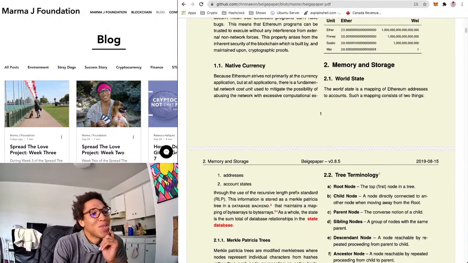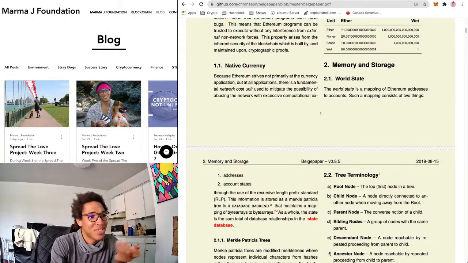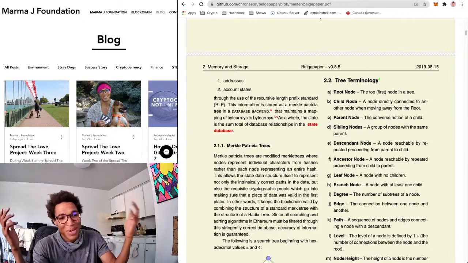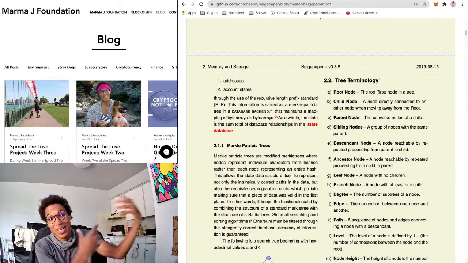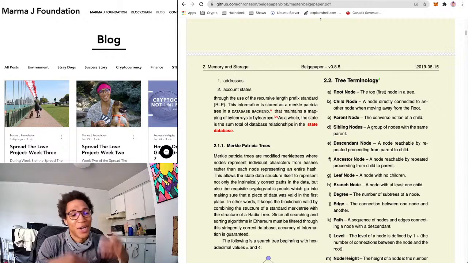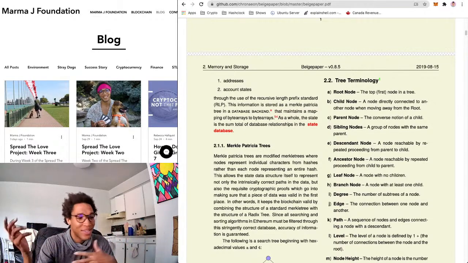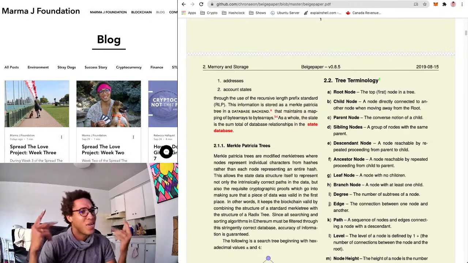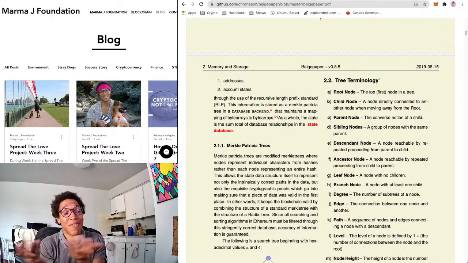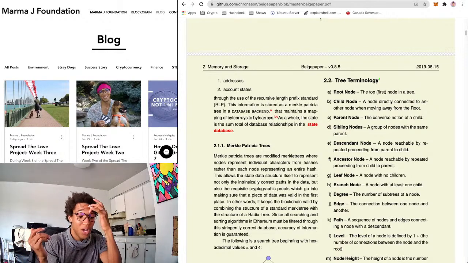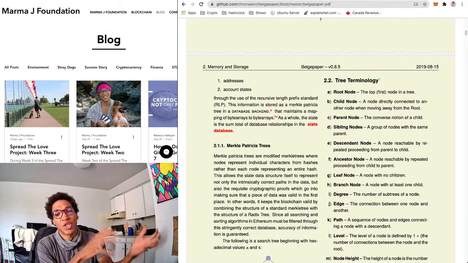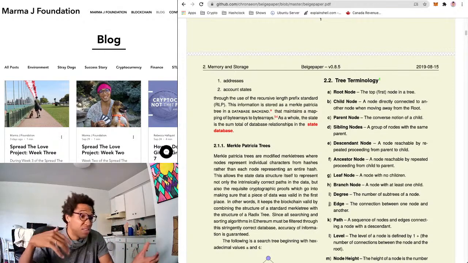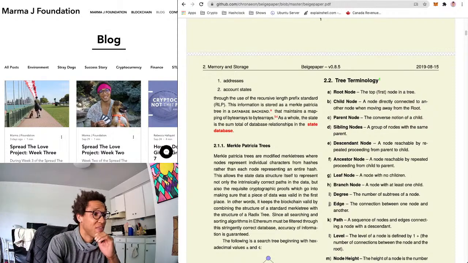Chapter 2, world state. The world state is a mapping of Ethereum addresses to accounts. Such a mapping consists of 2 things: addresses and account states. So very simply, the entire Ethereum blockchain is simply account addresses, or currently you have account addresses and contract addresses, soon to be hopefully only one type of address, because why would you want 2? It doesn't make sense. Anyways, and the state of those accounts. So obviously, if it's just a user account, it would only have the state of balances. If it's a contract account, it could have balances or storage or other kinds of data.